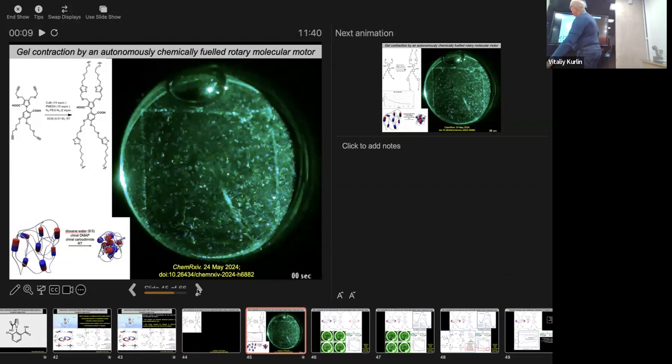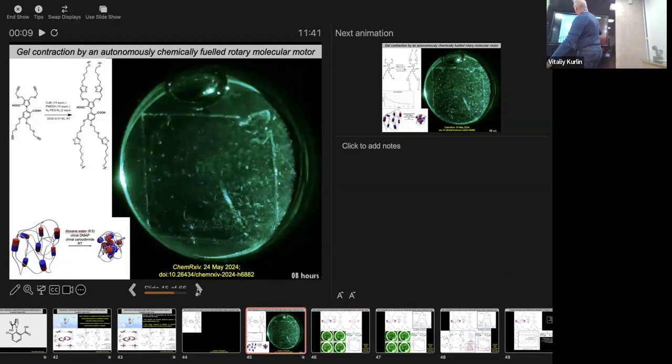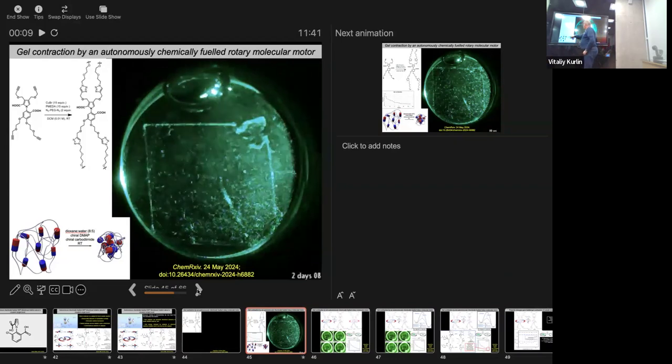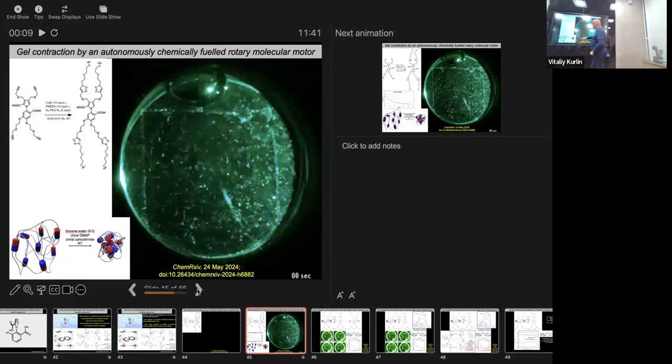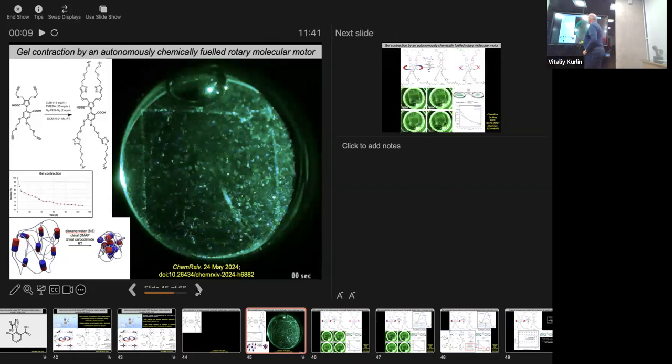If you fuel the gel with the chiral fuel, then the motors twist round, entangle the polymer chains and cause the gel to contract. It goes down to about 65% of its original size because of the motors twirling all in the same direction, so it twists the strands around each other and generates a force that contracts the gel and allows work to be done.